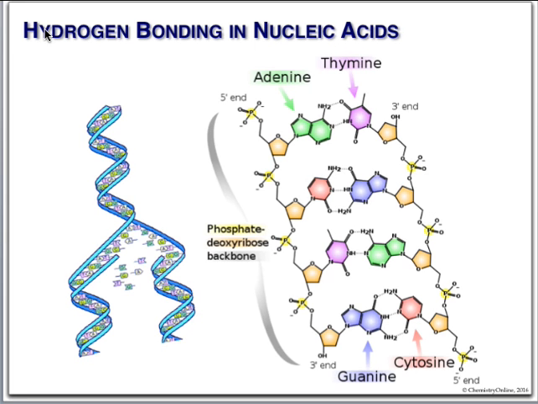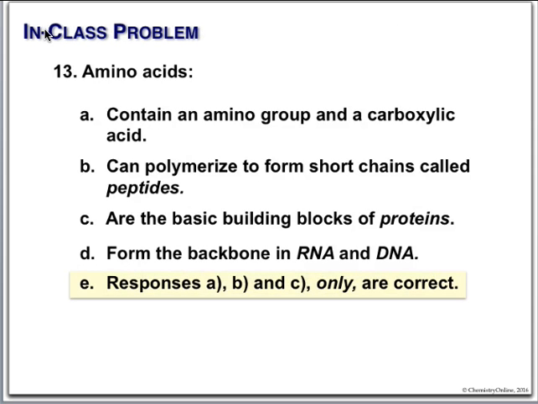So back to our question. Contains amino group, can polymerize to form peptides, are the basic building blocks of proteins, but not in RNA or DNA. Any questions? All right.